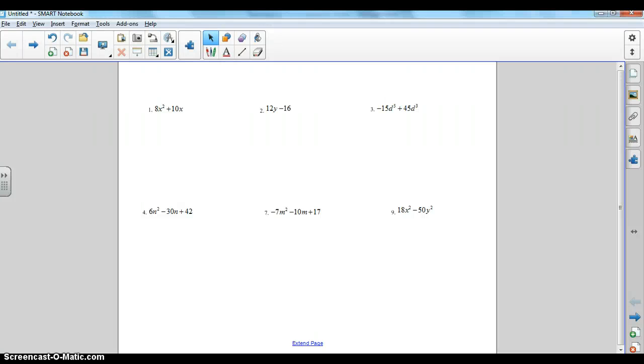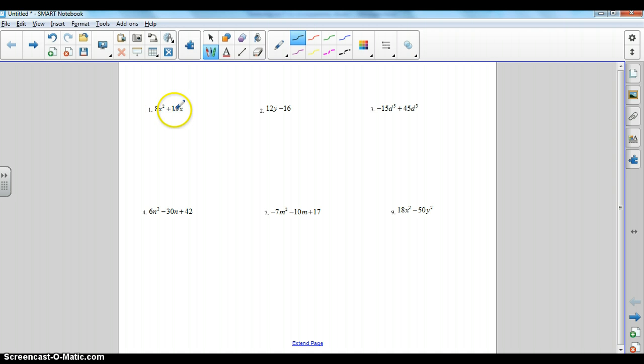Okay, this lesson is going to be on finding the greatest common factor when you're looking at a polynomial. So here's some examples, and you'll have a worksheet to go on with this as well. So we just look at each one and say, what is the biggest number and what is the most amount of letters that I can take out? So we're going to look at number one here first.